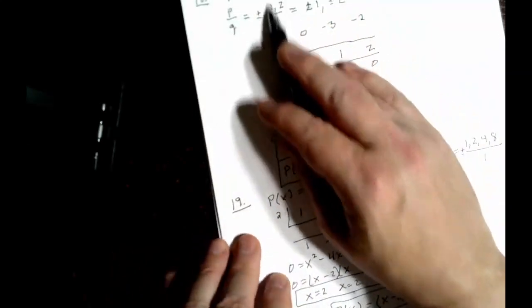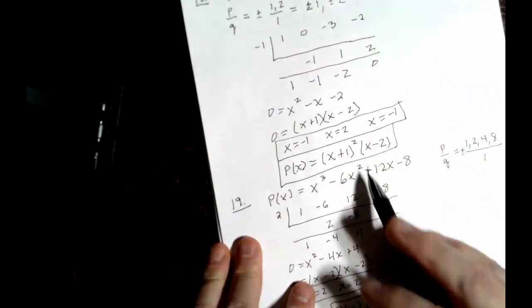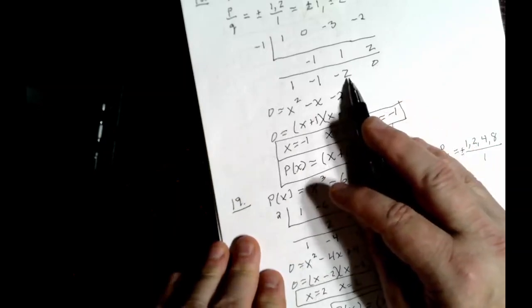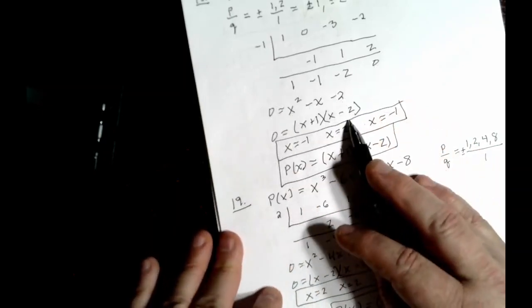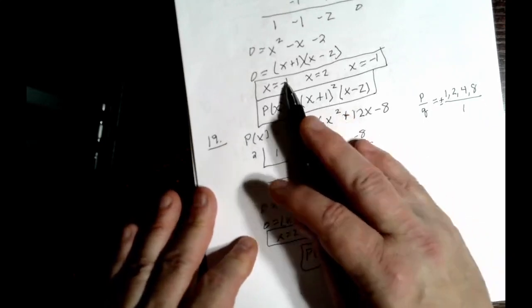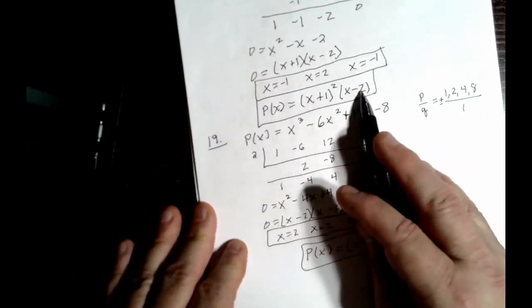All factors of 2 over all factors of 1, so 1 and 2. I tried minus 1, and it worked. So I throw this into the quadratic, and it factors. Okay, so you've got all 3 zeros, and it factors down to that.